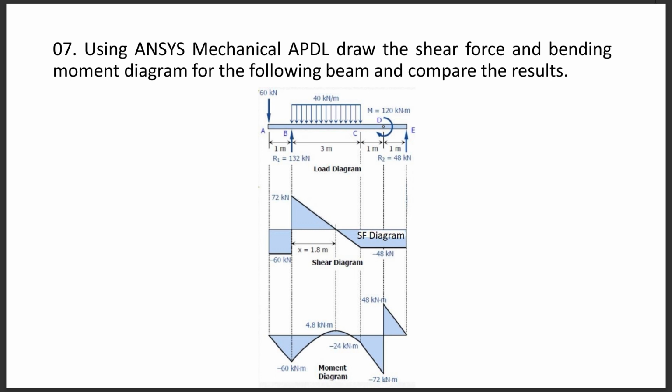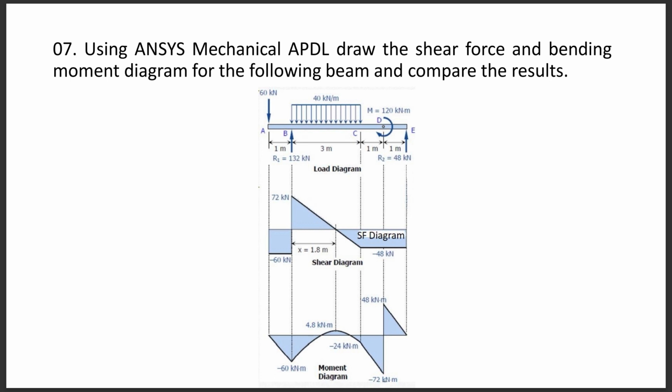Hello viewers, today I'm going to show finite element analysis of an overhanging beam with a combination of uniformly distributed load and also concentrated point load. Let us see the statement of the problem. Using ANSYS Mechanical APDL, draw the shear force and bending moment diagram of the following beam and compare the results.